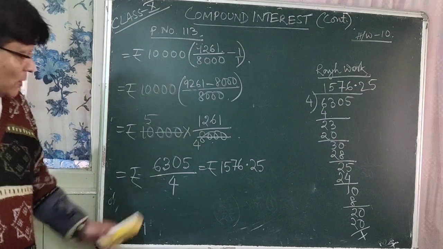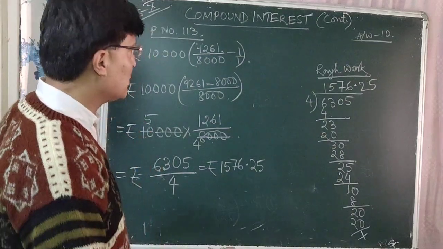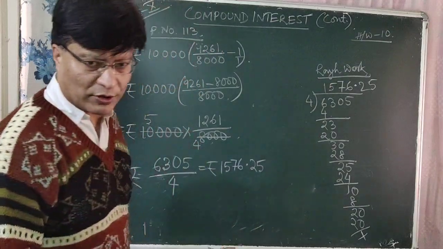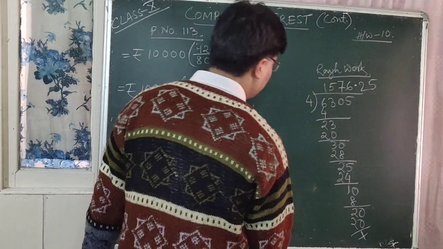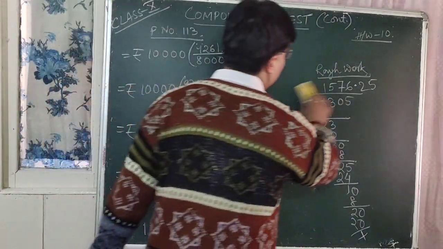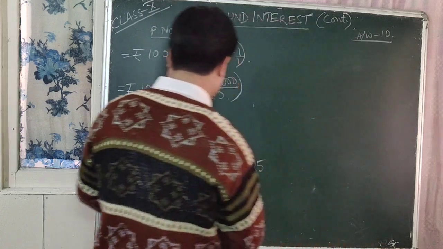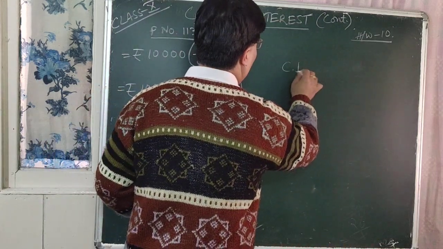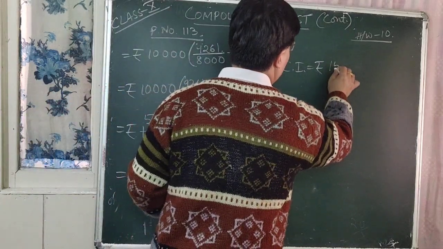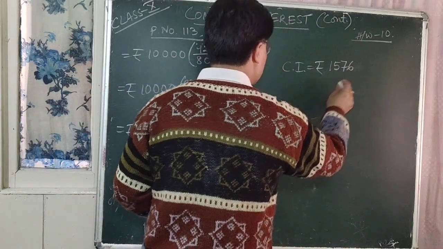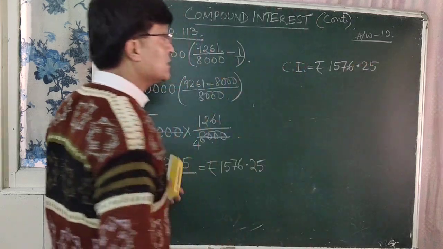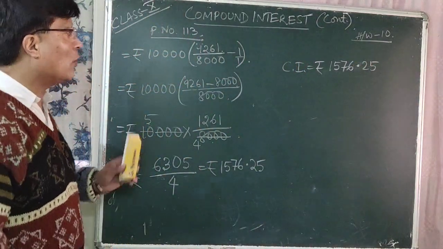Okay. So let us write down the compound interest. What is the compound interest here? So I am rubbing this rough work. You have to show the rough work also, right? So we have compound interest is equal to rupees 1576.25. This is the compound interest.